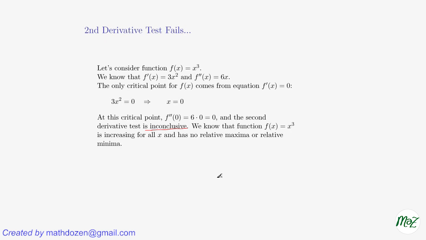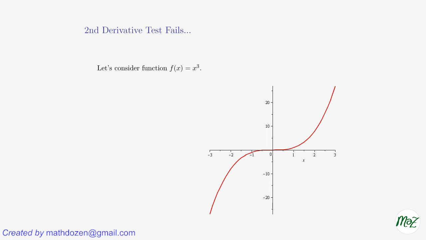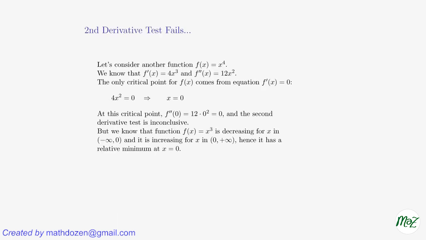But on top of that, we know that the function x cubed is increasing for all x, and we can actually see the graph of this function, which goes like this. So there is no relative extremum at x equals 0. That's one situation when the second derivative test might fail. And this is another situation when the second derivative test fails as well.